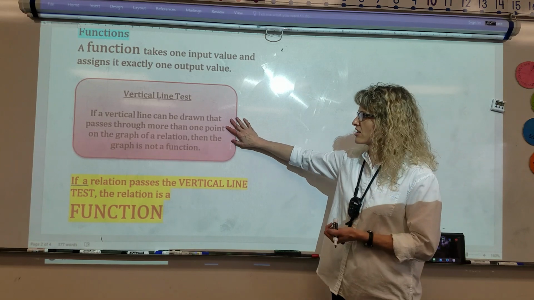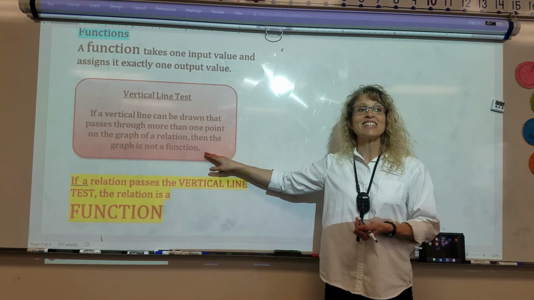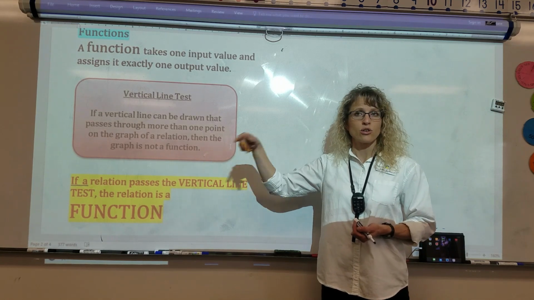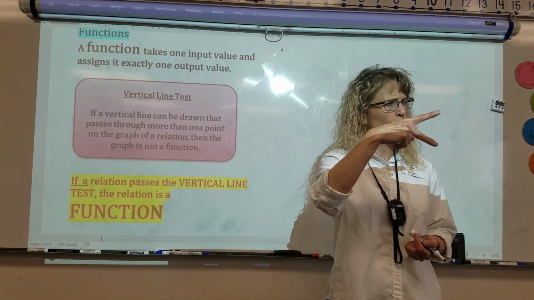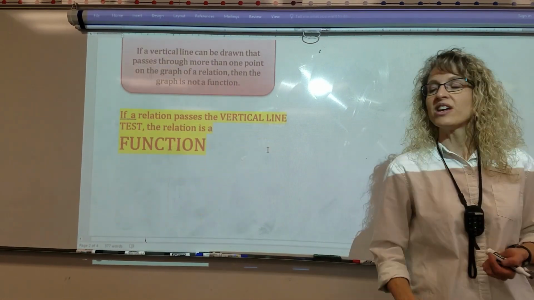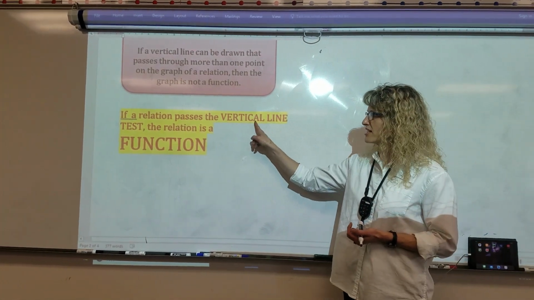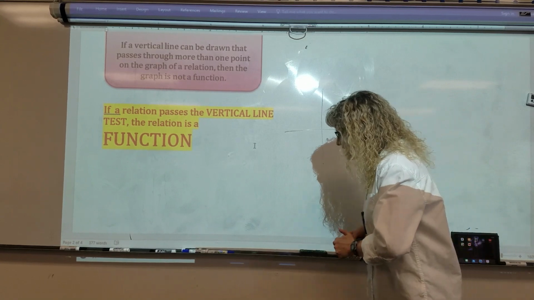The vertical line test: if a vertical line can be drawn that passes through more than one point on the graph of a relation, then it's not a function. So if it passes through 2 points, it's not a function. What is it if it passes through 2 points? Get ready? Not a function. If it does pass the vertical line test, meaning I've got my graph here. Time to retire this marker.